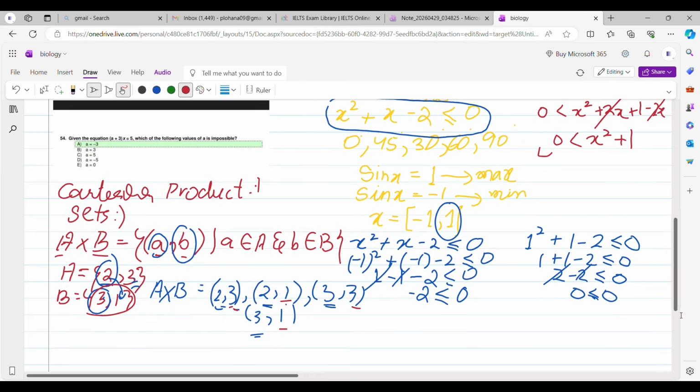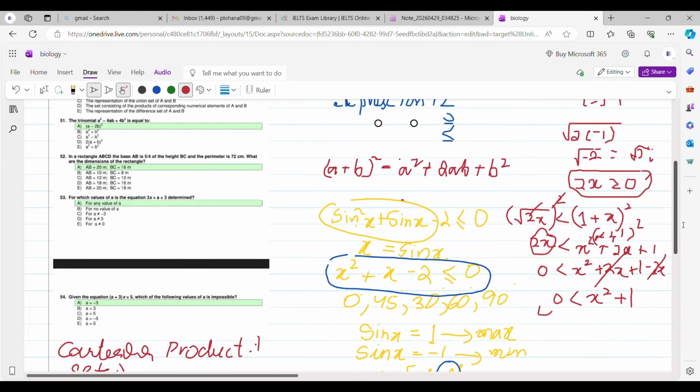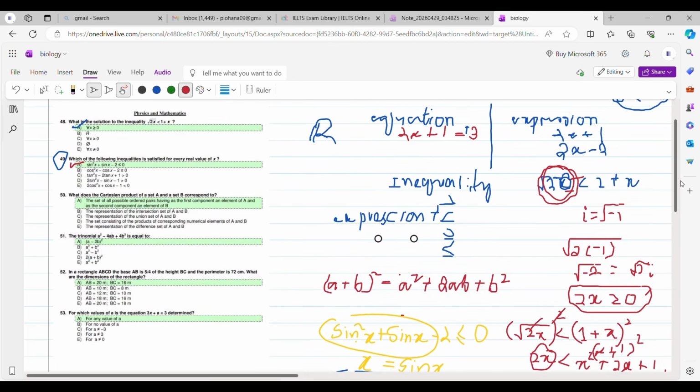Now let's see what our answer might be. If we read option A, the set of all possible ordered pairs, and I've already explained what an ordered pair is. It is enclosed with small brackets and two numbers are separated by a comma. Ordered pairs having as the first component, an element of A, and as the second component, an element of B.